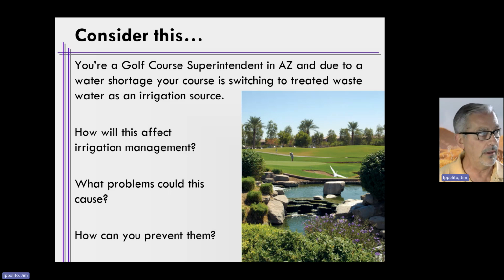Go figure, it's Arizona. And the golf course that you're overseeing is going to switch to treated wastewater as an irrigation source. Well, you probably know something about treated wastewater. It might have some salts present in it, which oftentimes it does. So how, by using this treated wastewater for irrigation purposes, is that going to affect irrigation management in a location like you see in this picture on this golf course? And what possible problems could this cause?